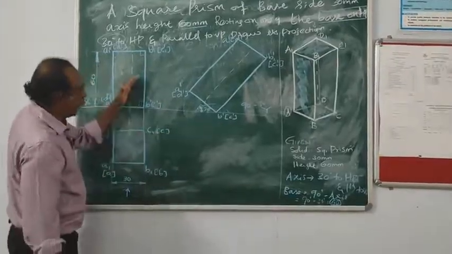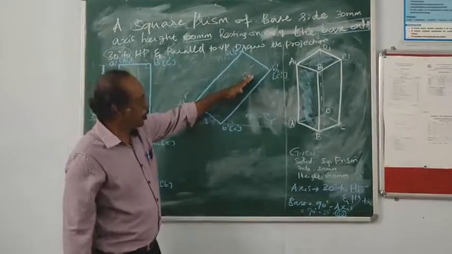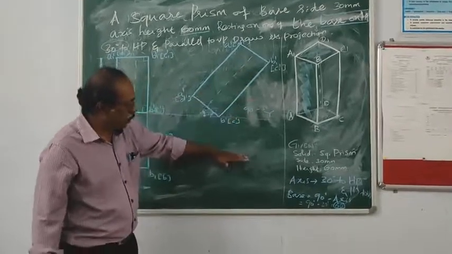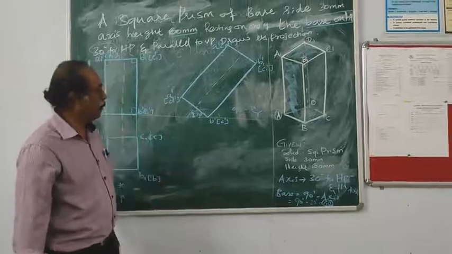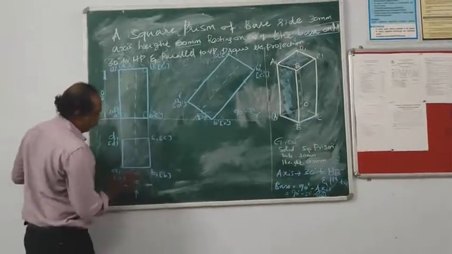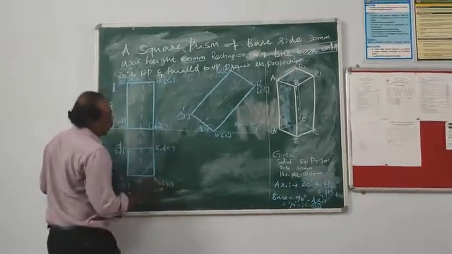This is a simple position diagram. This is the inclination diagram. Inclination of front view, inclination of top view. We have to draw here. Then the next step is projection.